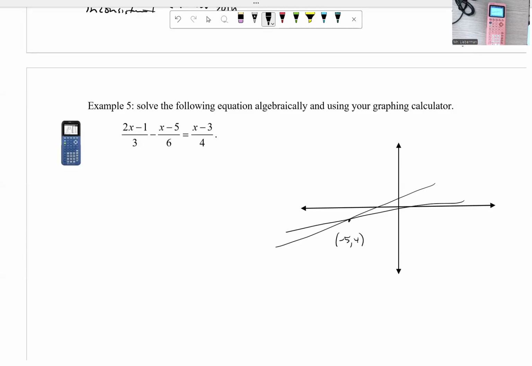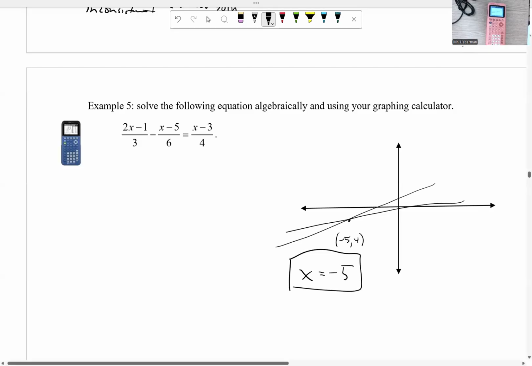Are we plugging in the values we got on here? No, that's our answer. X equals negative 5. That's it. Oh, so we're not solving it? Well, this question does say to solve it algebraically and use a graphic calculator. We did the graphic calculator first. So if the question on the test just says to use a graphic calculator to solve this, we're done with the problem.